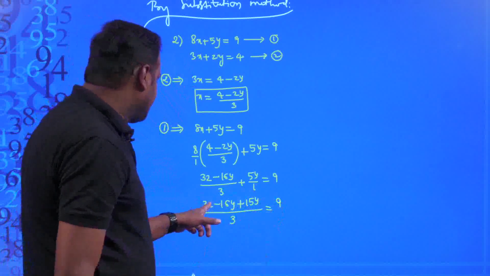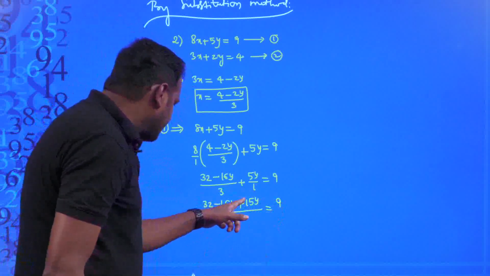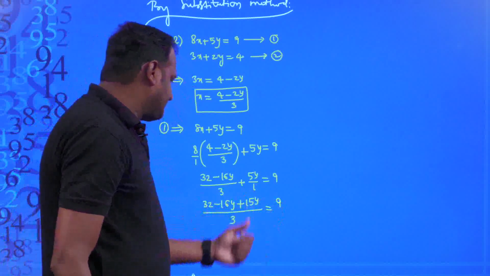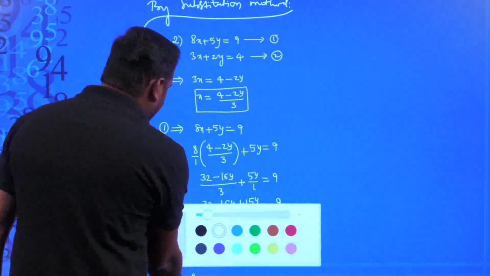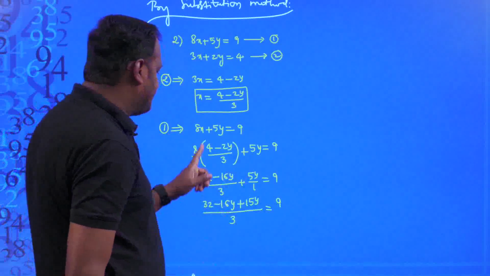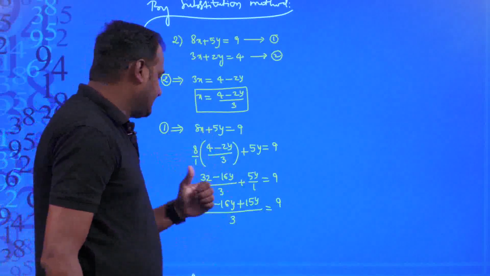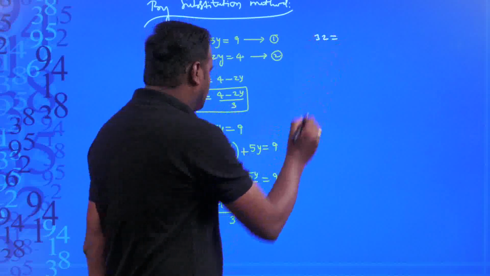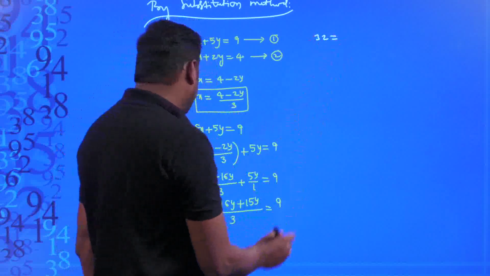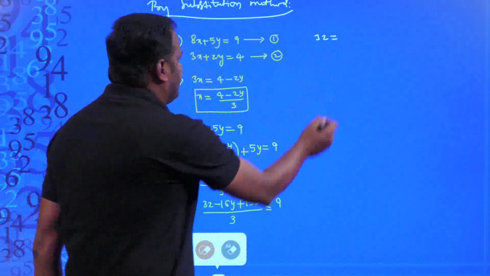When you simplify this, 32 minus 16y plus 15y. What is minus 16y plus 15y? Yes, you can say that minus 16y plus 15y is going to be minus 1y. So, 32 was already there. So, that 32 minus y is equal to 9.